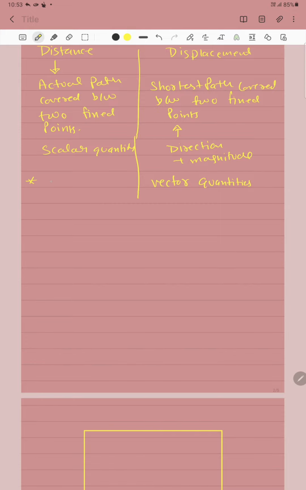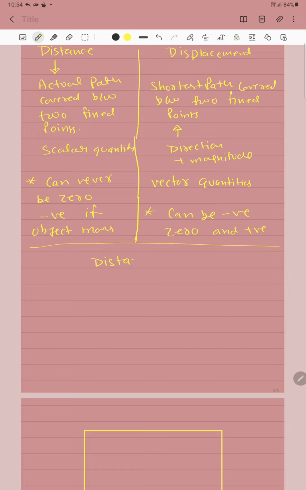One more thing we can say, distance can never be zero or negative if the object moves. When the object is moving, you cannot take distance negative or zero, right? But displacement can be negative, zero and positive, right? This thing I will make you understand in numericals also, right? You can say distance is always greater than or equal to displacement, right?